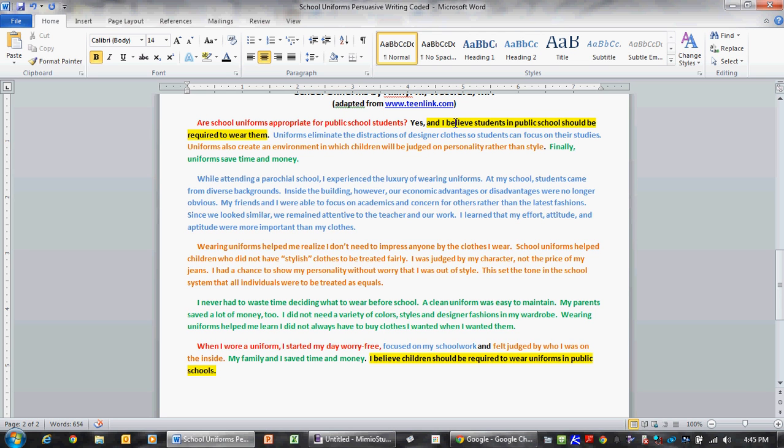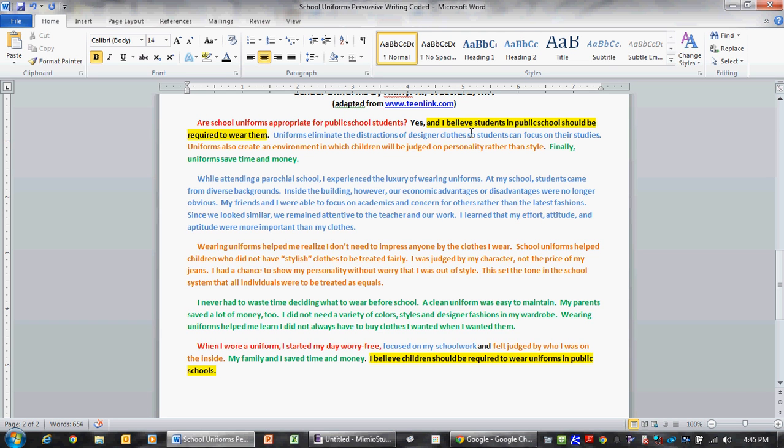Next, we have the highlighted statement, I believe students in public schools should be required to wear them. This is a very clear goal statement. Make sure that your statement is clear. The next three sentences in the introduction are all listing the three different reasons why the author wants students to wear school uniforms or support that practice.